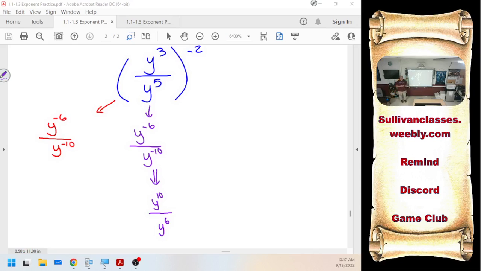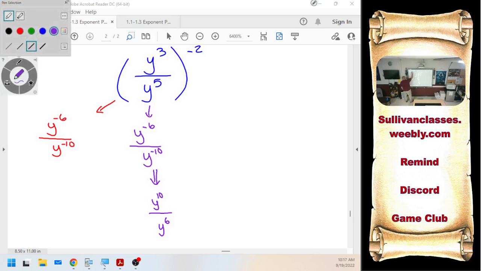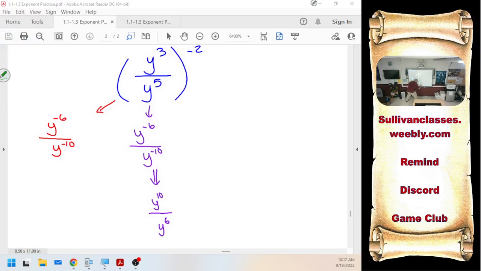But what do I do now? What do you do with an exponent over an exponent? It is a division problem. What is the division rule for exponents? I heard it. You subtract them. What's 10 minus 6? 4. I get y to the 4th.